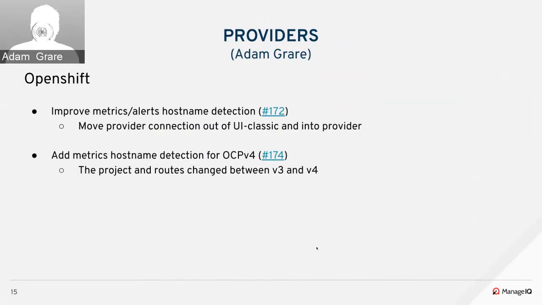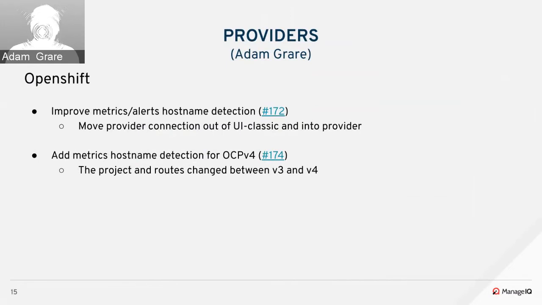For OpenShift, we improved the detection of metrics and alerts host names. So when you go to add a container provider, an OpenShift provider specifically, there's a button which allows you to auto detect the host name for the metrics and alert service on the cluster. This detection was done in the UI code as opposed to in the provider code. So we refactored that to remove it from the UI and move it into the provider.